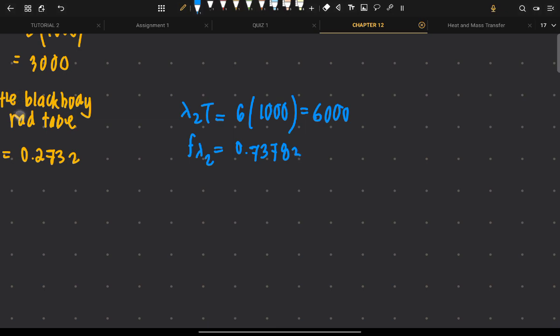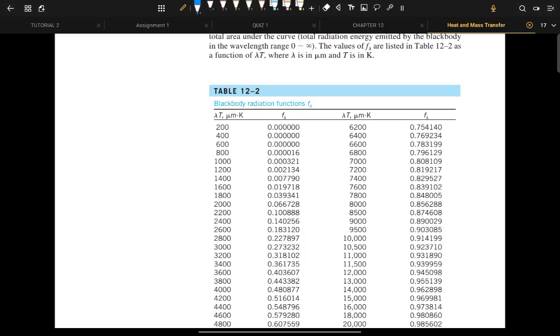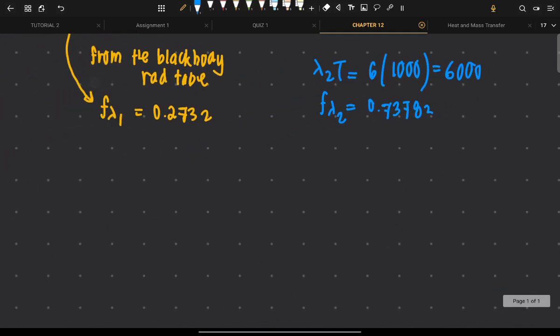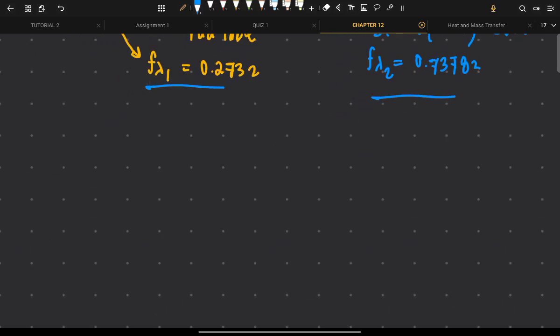Okay, so where I got the F lambda values, which are F lambda 1 and F lambda 2, I just showed before, I got from here lambda T, and then I got F lambda. Okay, so back to the questions, and I got this and this is already settled.